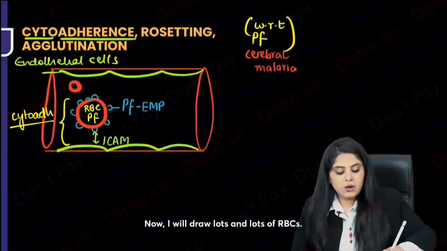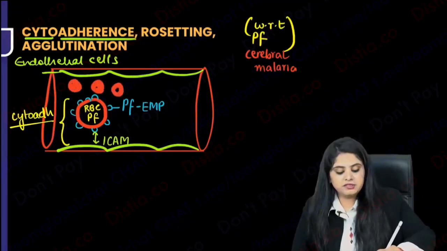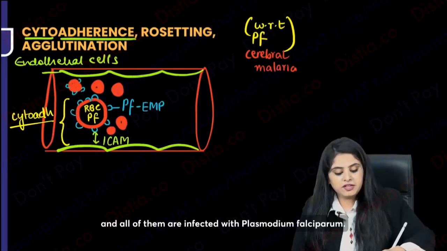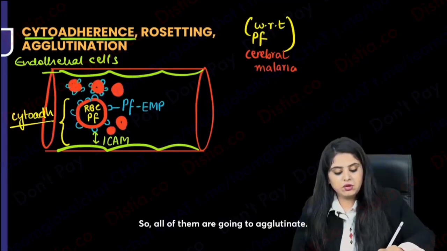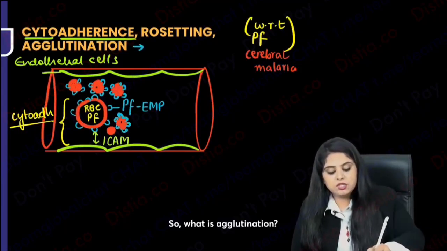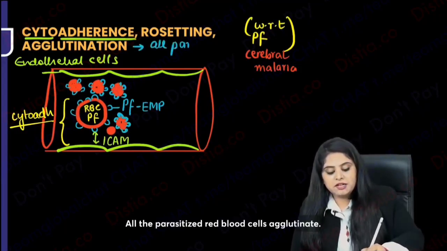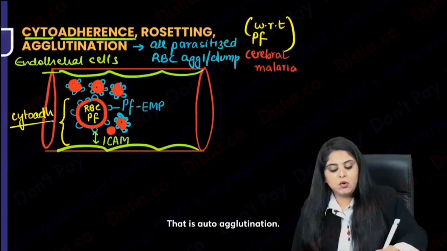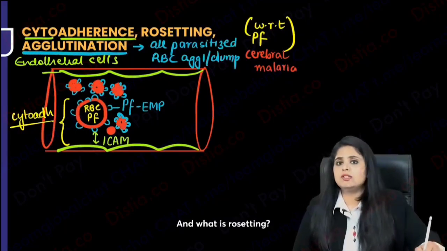each other, now I'll draw lots and lots of RBCs. Okay, I'm going to draw lots and lots of RBCs, and all of them are infected with Plasmodium falciparum. So all of them are going to agglutinate. All of them have these knobs. Knobs visible means Plasmodium falciparum. So what is agglutination? All the parasitized red blood cells agglutinate. All the parasitized red blood cells are going to get agglutinated, or you can say clumped. That is auto-agglutination. And what is rosetting?